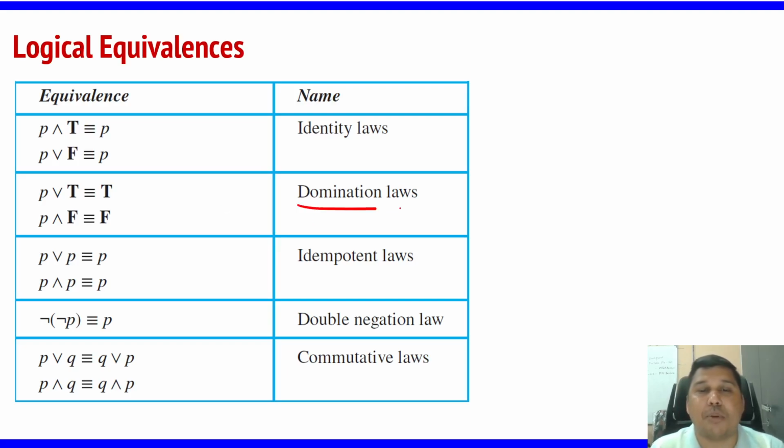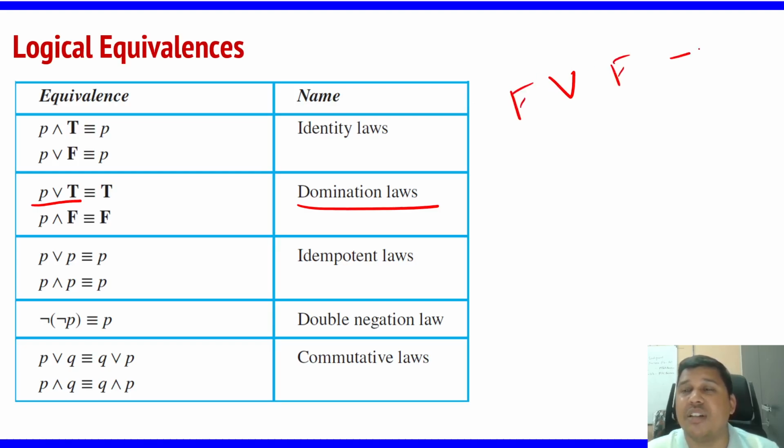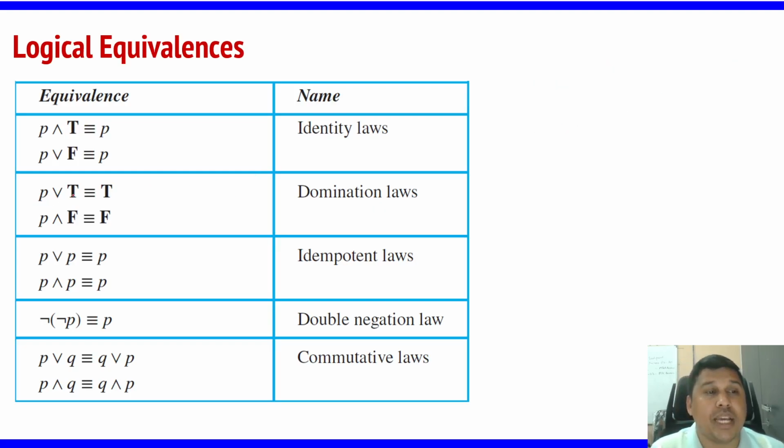If you take the example of the domination laws, P or true. With the OR operator, we know that only if both are false is the result false. Otherwise, it's always true. So P or true is always true, and P and false is always false. Like this we have the idempotent law and the double negation law: minus of minus P is P. They are logically equivalent. The commutative law is very common: P or Q is equal to Q or P, and P and Q is equal to Q and P.